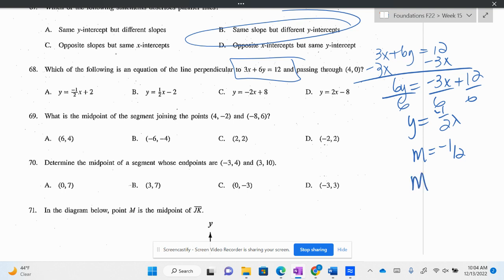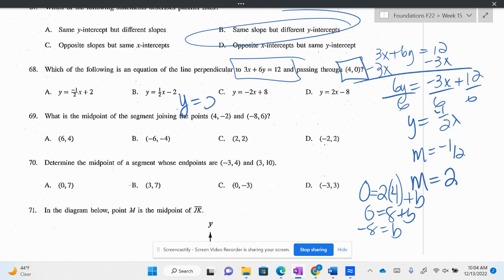If it's perpendicular to that, it's going to have a slope of 2, and it passes through this point. So 0, that's my y value, equals 2 times my x plus b. So 0 equals 8 plus b, which means that negative 8 is my y-intercept. So my equation is y equals 2x minus 8.